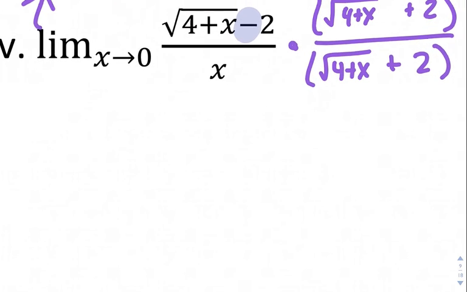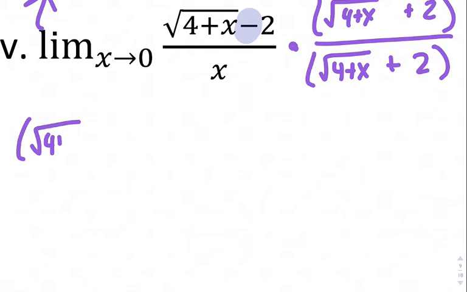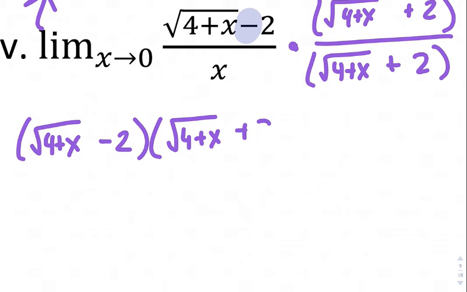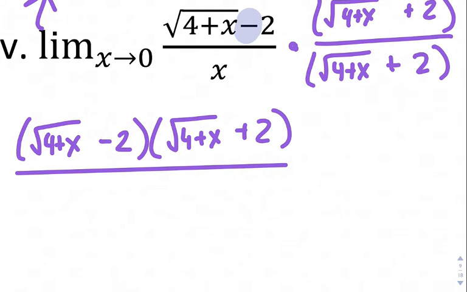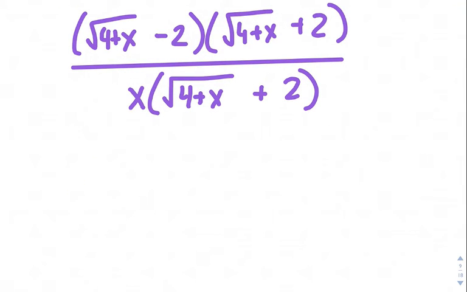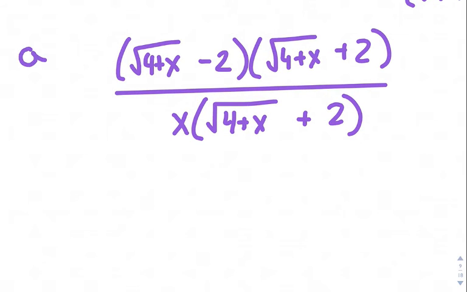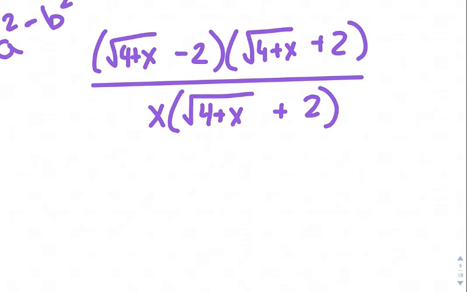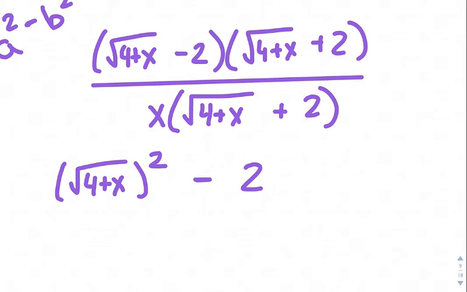So on top, when I do that, it would be radical 4 plus x minus 2 times radical 4 plus x plus 2. So there's my dots. On the bottom, it's going to be x times radical 4 plus x plus 2. So I'm just going to focus on simplifying the top first. So you can FOIL this out, or you can remember dots. So remember, dots is when I take the first term and square it, subtracted from the second term squared. Or you can FOIL it out and then your middle term will cancel. But I'm going to use dots here. So that means I'm going to do radical 4 plus x squared minus 2 squared.